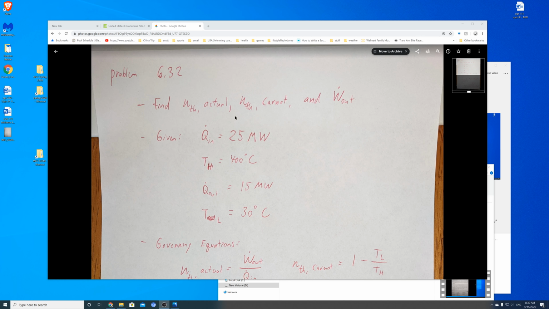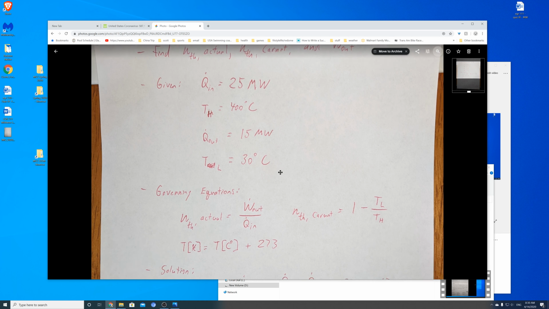Okay, 6.32. So we're going to look for the thermal efficiency actual, which should be a subscript. Here's our other term, our Carnot efficiency, and the rate at which we're doing work, which is the power output. So we have the rate at which heat is coming in to the engine from our high temperature source, and the rate at which heat is being dumped to our low temperature sink.